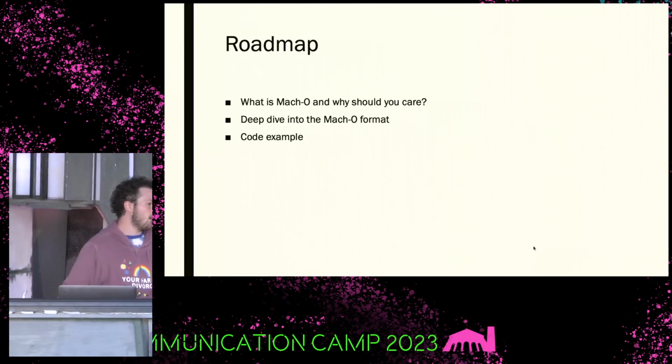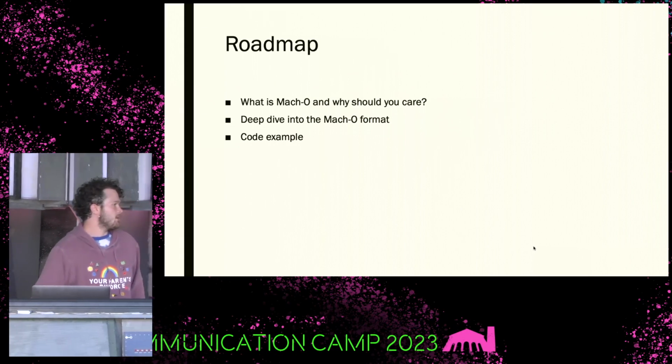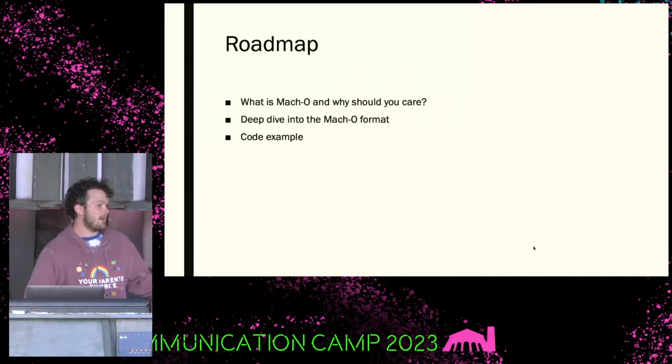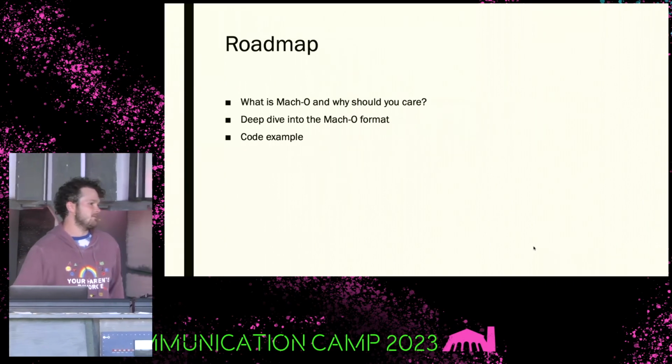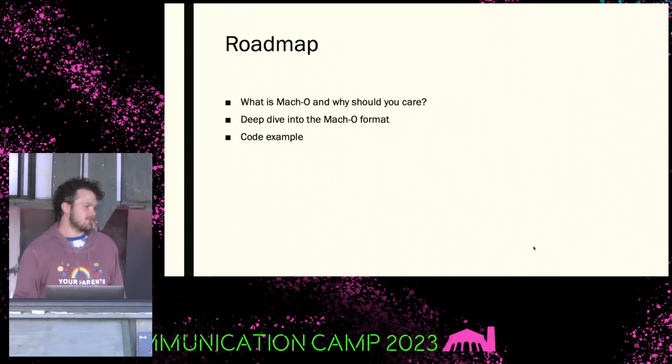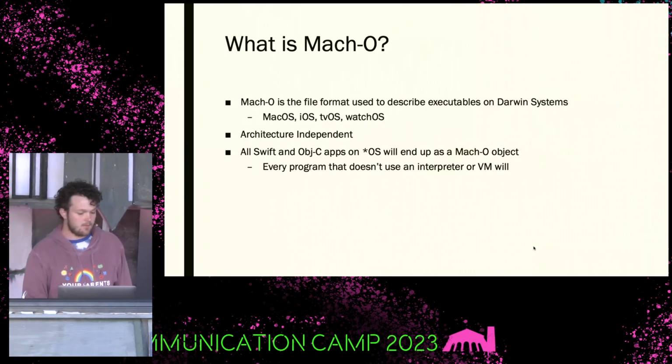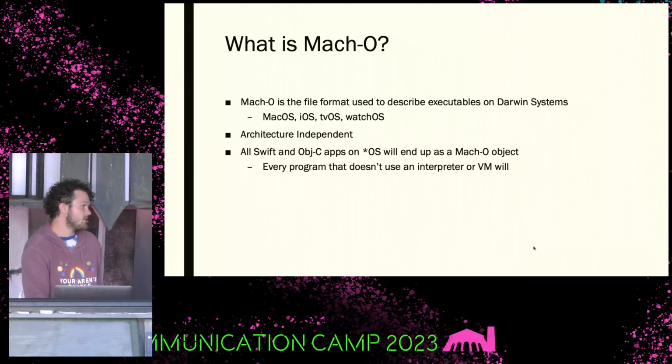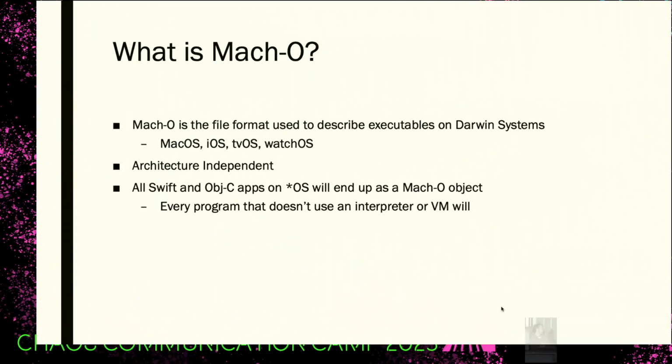So first we're going to look at what is Mach-O and why you should maybe look at it if you want to. Then we're going to go into the deep dive into the file format and the specification for it, and then end with a little code example about how you could parse a Mach-O file to get some information from it. So first, Mach-O is the executable file format for Darwin systems. Think iOS, macOS, tvOS, all of those systems.